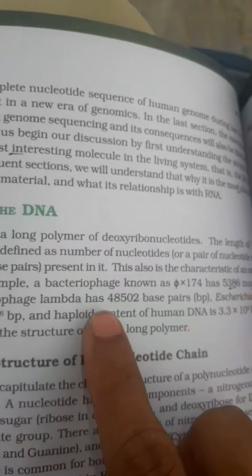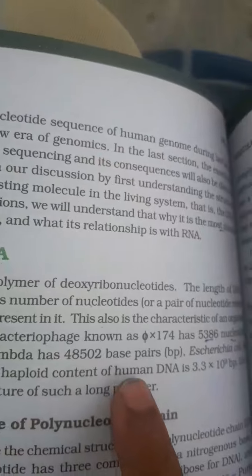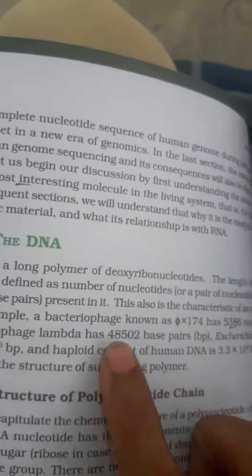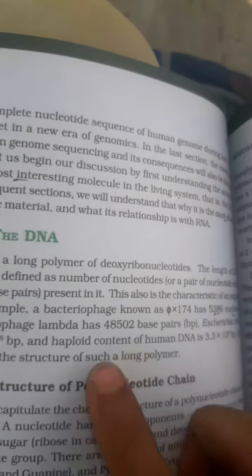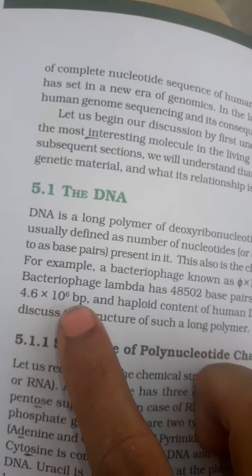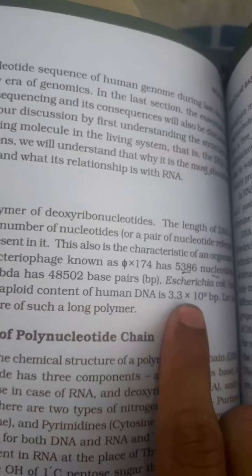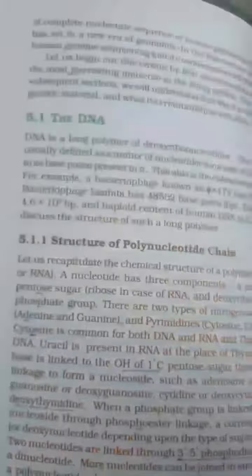5386 nucleotides and 5.48 into 10 power 5 base pairs in bacteriophage lambda, and phi X 174 has 5386 nucleotides. Escherichia coli has 4.6 into 10 power 6 base pairs, and human has 3.3 into 10 power 9 base pairs. So this is how DNA.